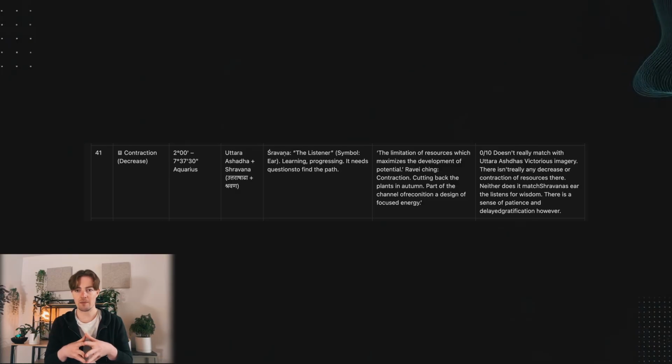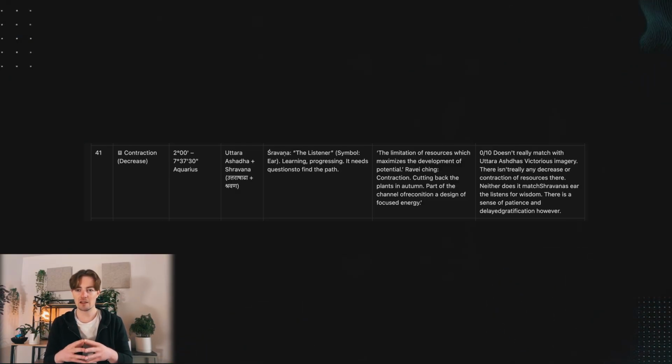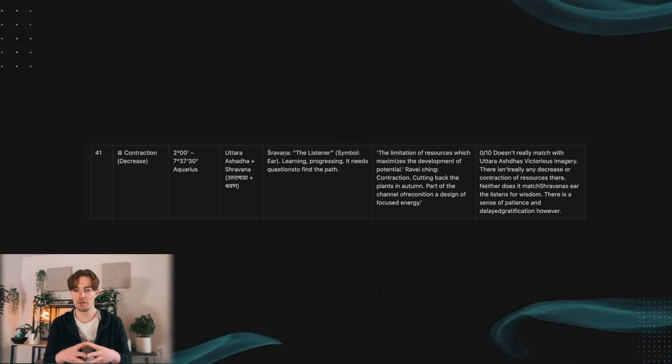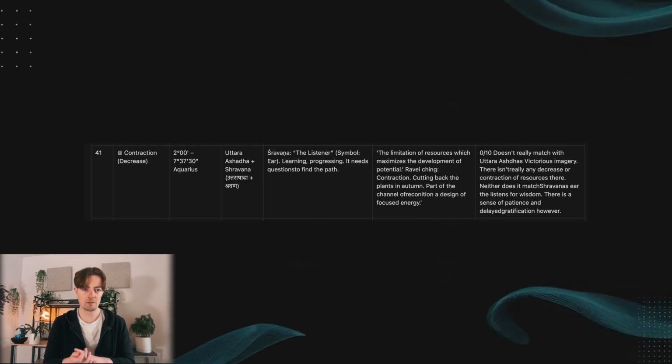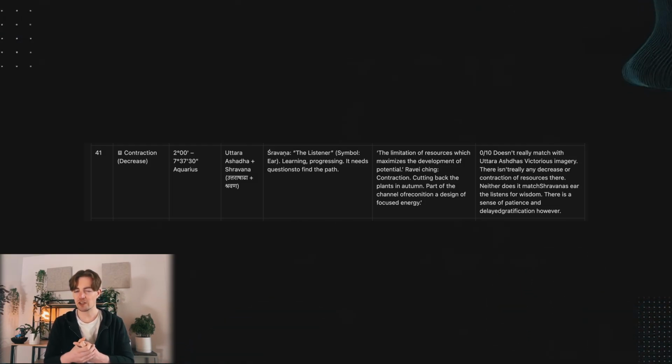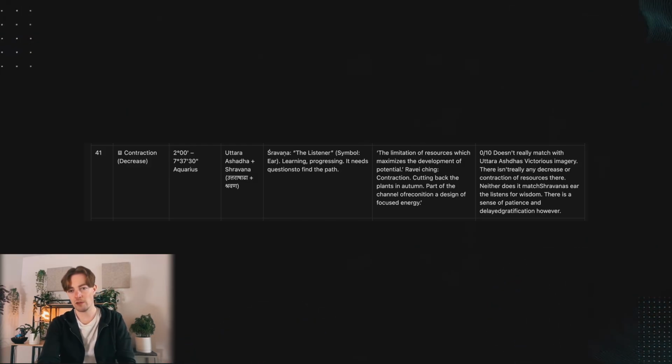Unfortunately, this doesn't really match with Uttara Ashada's victorious imagery. There isn't any real decrease or contraction of resources there. Neither does it match the Shravana Nakshatra's symbol of the ear, the listening for wisdom. There is a sense of patience and delayed gratification, but that is a real stretch from me. So Uttara Ashada, this powerhouse, and Shravana, the listener to spiritual wisdom, does not really associate well with the gate of contraction and decrease. So that's a 0 out of 10.